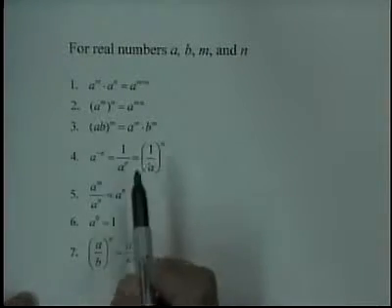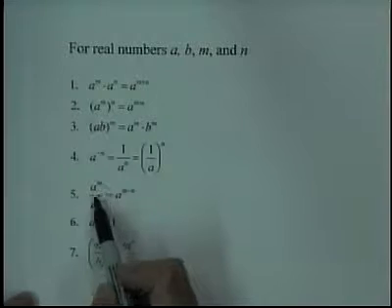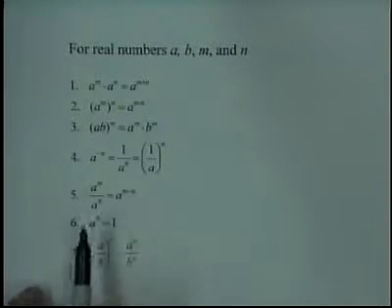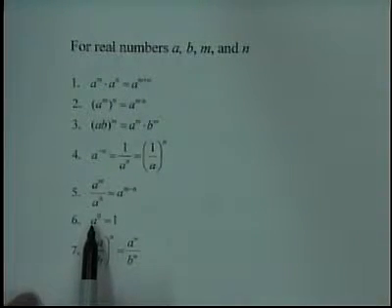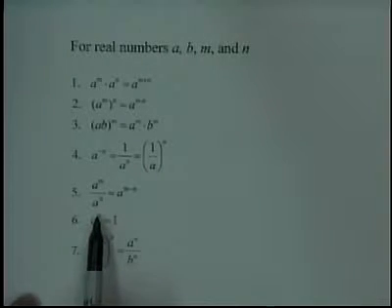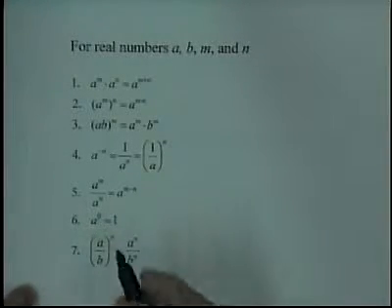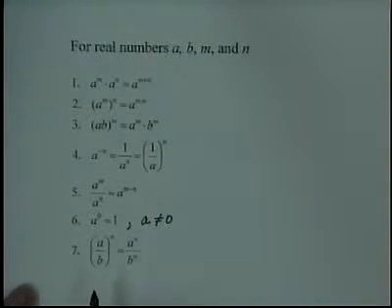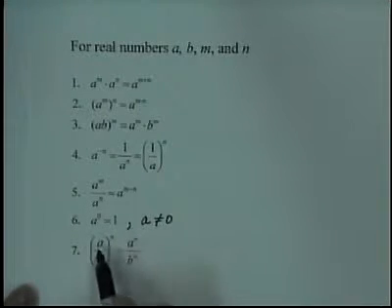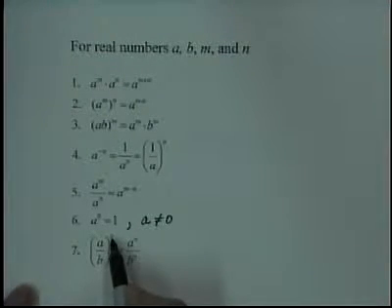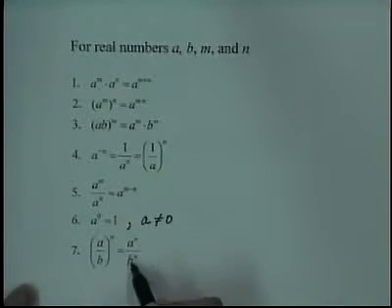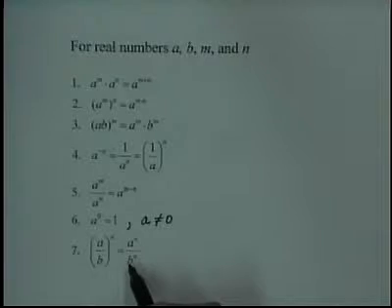The fifth rule says if you're dividing and the bases are the same, what you do is subtract the exponents. The sixth rule says any real number except 0 to the 0 power is equal to 1, and so we should make the exception here that a itself cannot be 0. And our seventh rule is that if you have a fraction to a power, that power can be attached to each part of the fraction, the numerator and the denominator, provided, of course, that b to the n is not 0 and b itself is not 0.